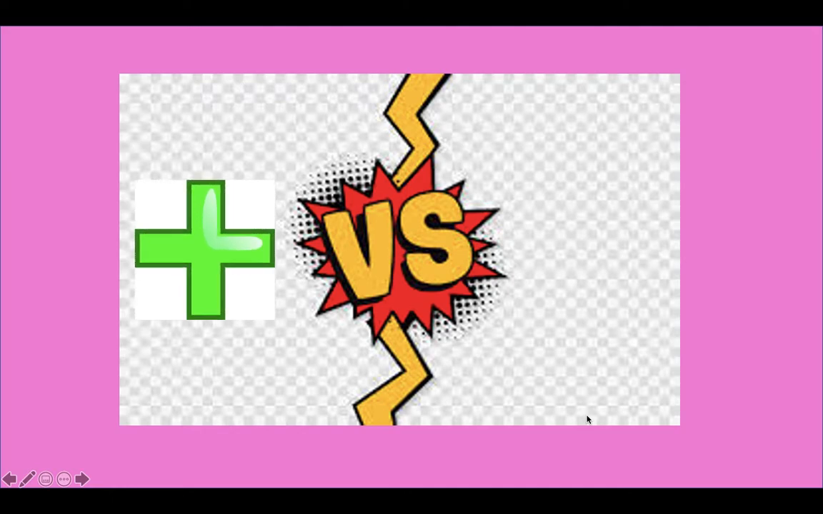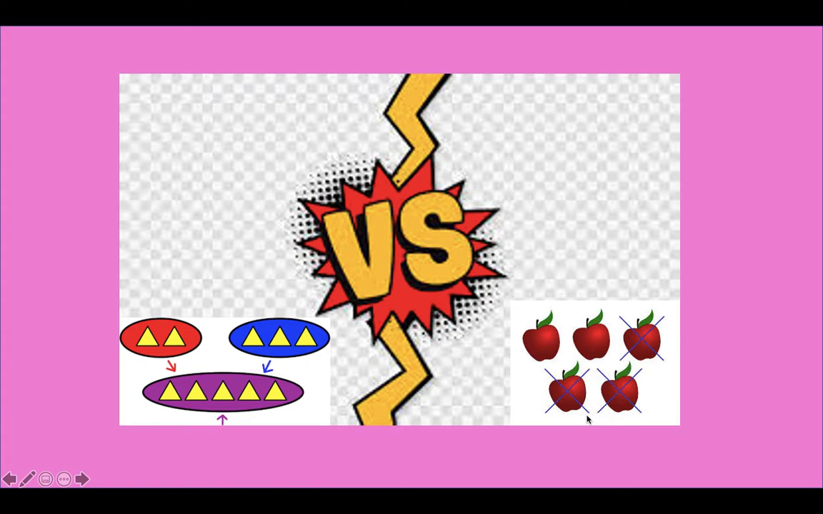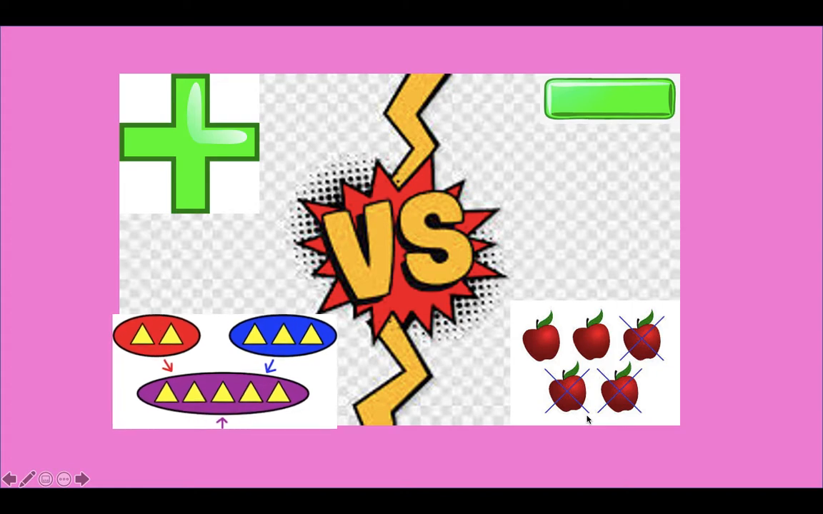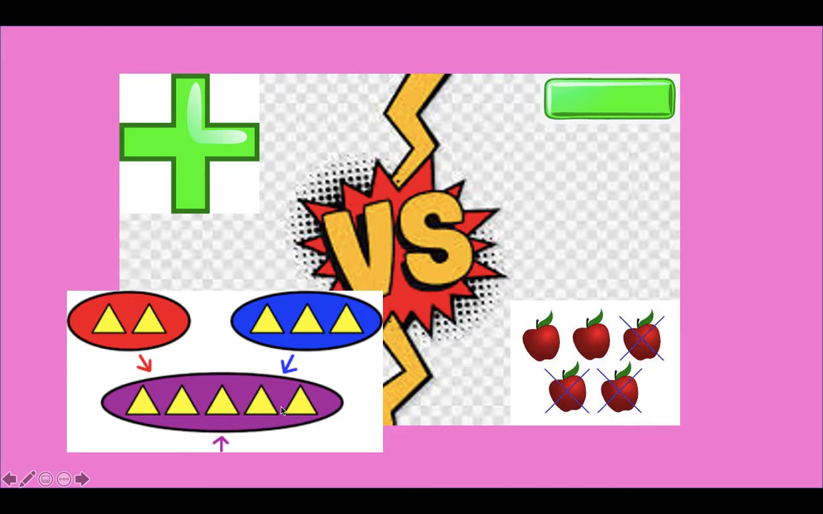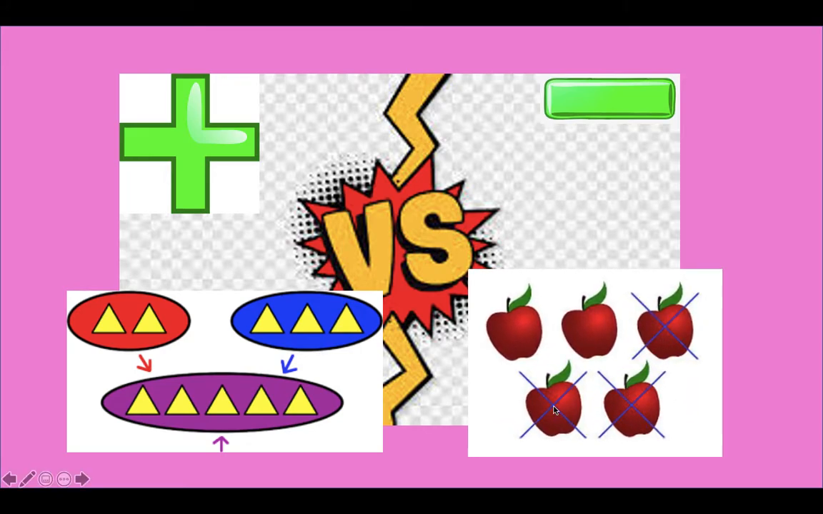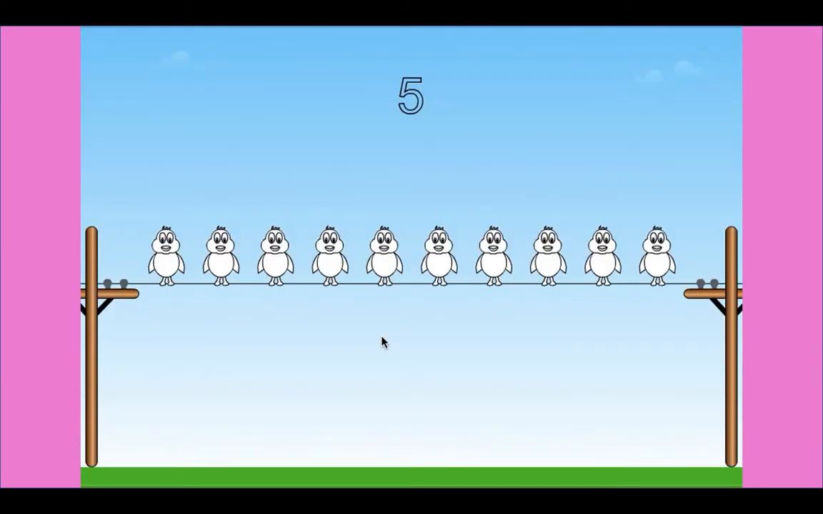So today we are going to play addition versus subtraction. So we've got addition and subtraction. So I know with addition, I am putting two parts together to make a bigger number. And then I know with subtraction, I am taking some away and my amount is getting smaller. So let's see what happens today.